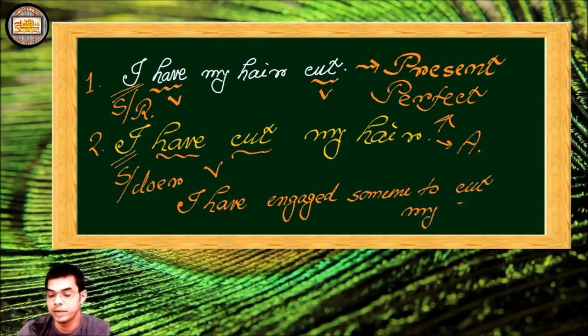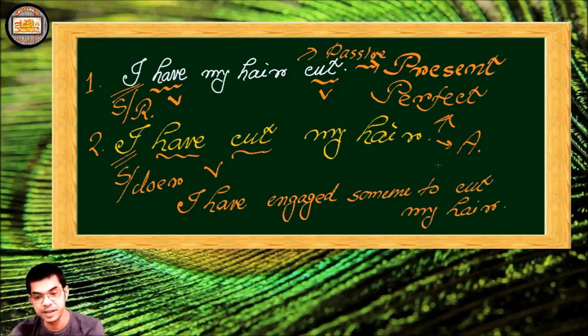So what we get from this sentence? Here, I haven't cut my hair. Rather, I have engaged someone who had the hair cut for me. So here, I, the subject, is not the doer, rather the receiver. That means this is passive and not active. It looks like present perfect, but this is not active, this is passive.